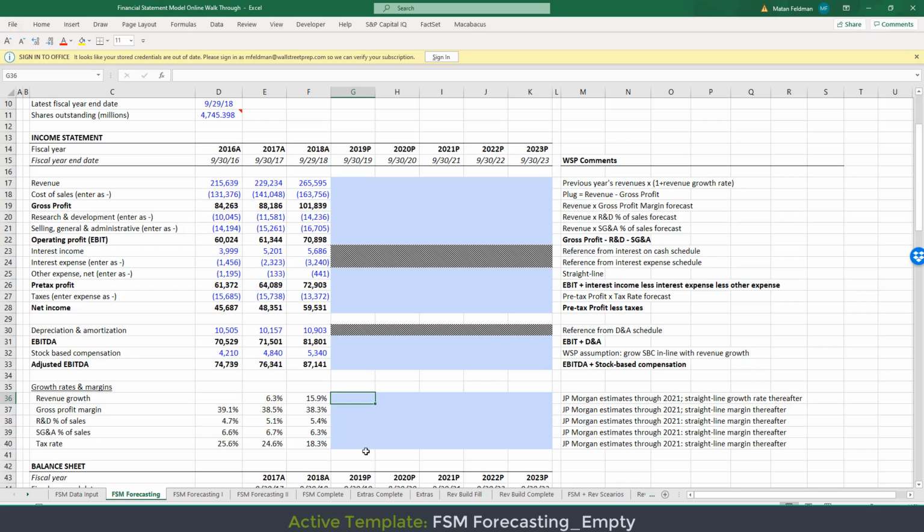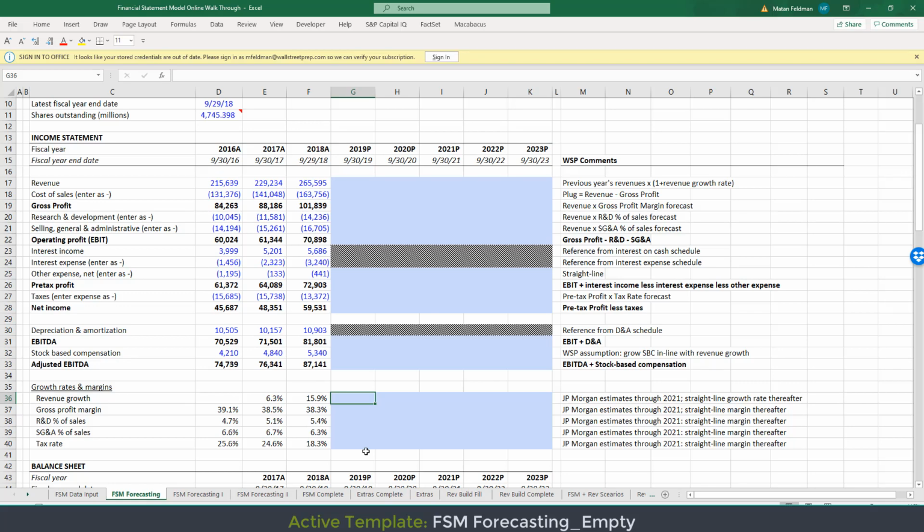Again, the idea here is to frame what's called a base case, from which we will sensitize and come up with a weak case and a strong case. But we need a framework, which is also called a street case. What is the general street expectation around how this company is going to perform? Now, I should mention that for private companies, you don't have a street case. What you start relying on is management's forecasts themselves, and you call it a management case.